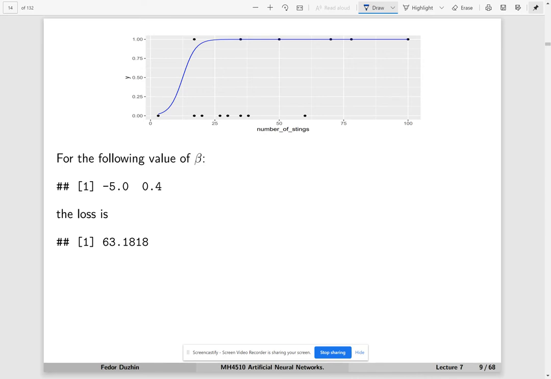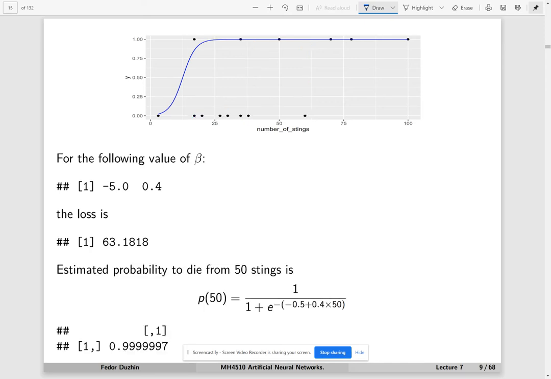I could figure out how many observations are misclassified, and this is 1, 2, 3, 4, 5, 6, 7 observations here are misclassified, and they are misclassified by a really large margin, right? For them, my hypothetical logistic regression predicts that the probability of death is almost 1, but in fact the people actually didn't die, right? So it should be probably closer to 0. Right, and the estimated probability to die from 50 stings here is almost 1.